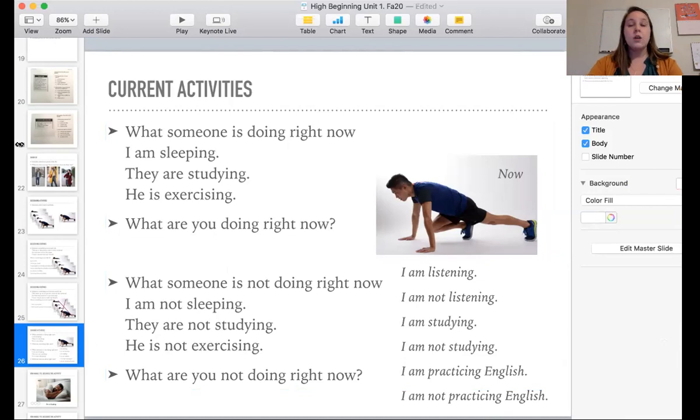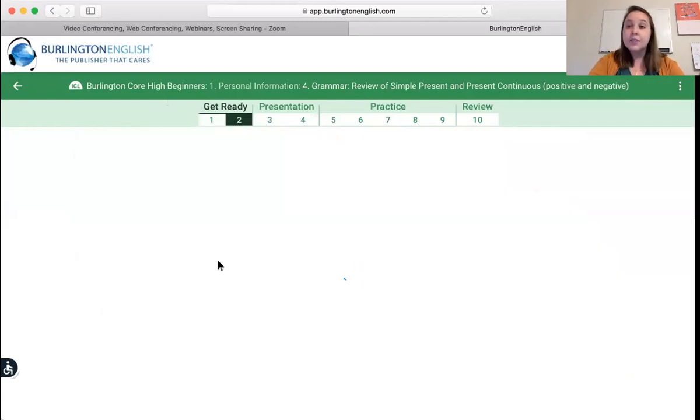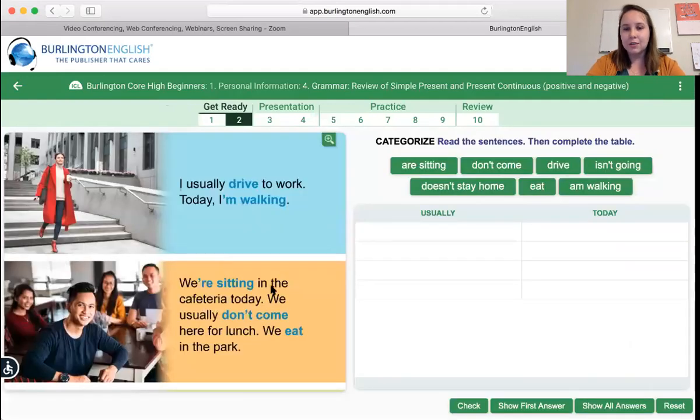Okay. We're also going to use some Burlington English to practice this. So let me share that screen so you can see it. There we go. All right, here we are. So these are called simple present and present continuous. I want you to think about it as describing things that happen regularly or things that are happening right now. So let's do a little bit of reading practice just to look at this in context.